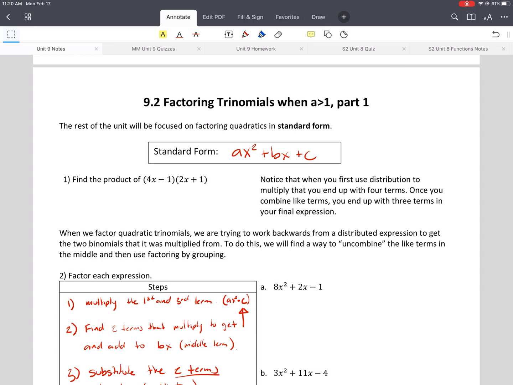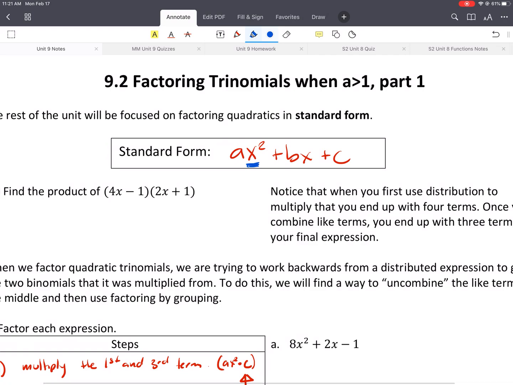So for a quadratic, it means that the highest exponent is an x squared. So in this situation, this is a quadratic. If we didn't have an x squared, say we only had the bx plus c, that's really a linear equation, and we won't be doing that.